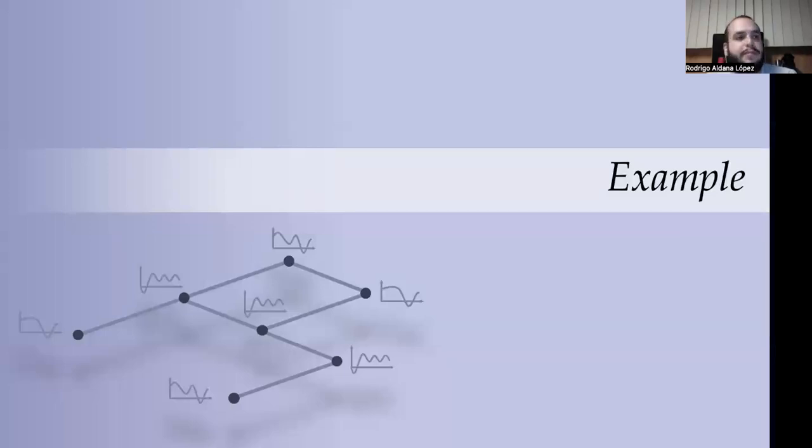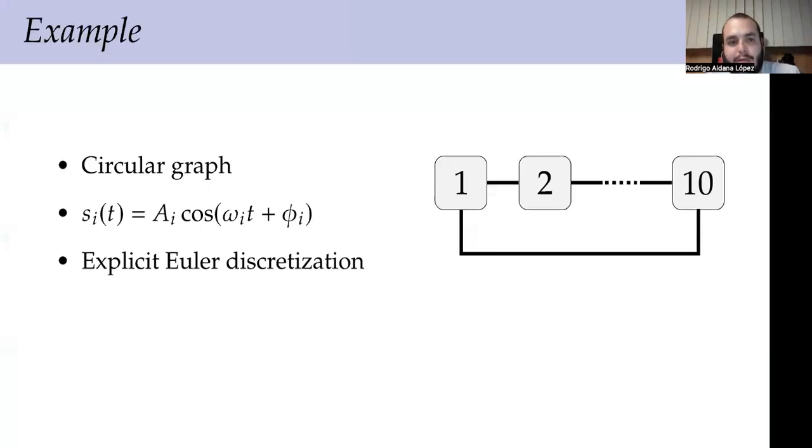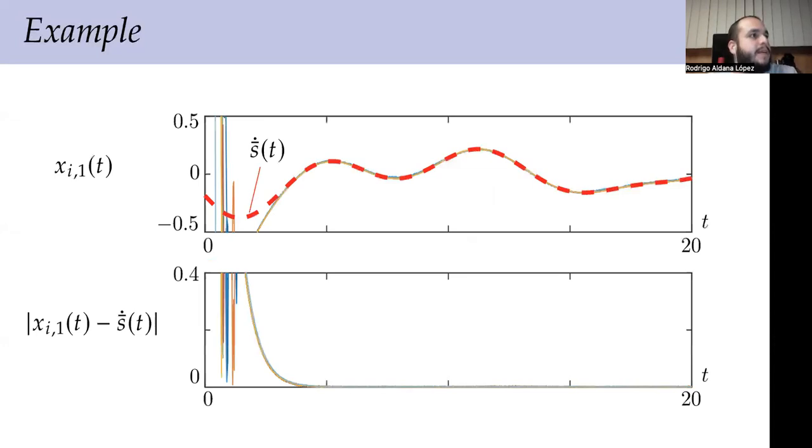So just as an example, I will show you briefly how this works in practice. Consider a circular graph of 10 nodes. Consider that the signals you want to compute the average of are just sinusoidals. And to simulate, for the moment, use explicit Euler discretization, okay?